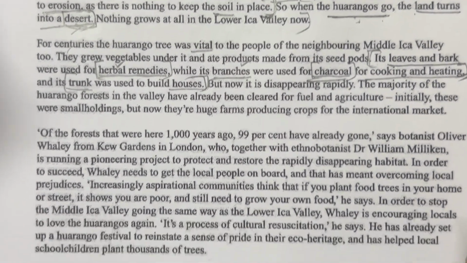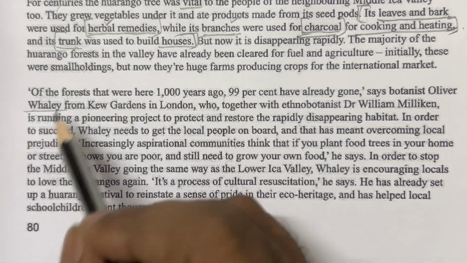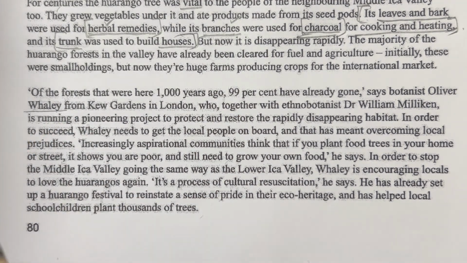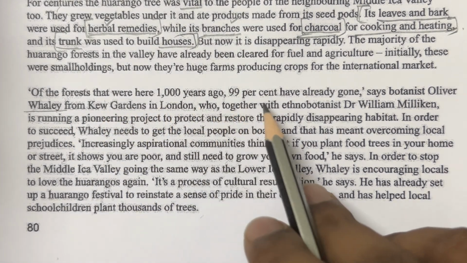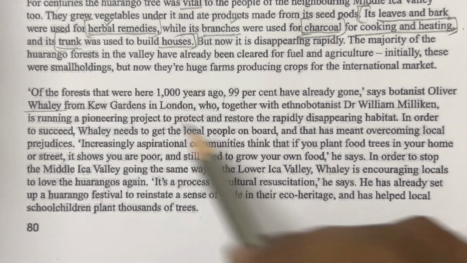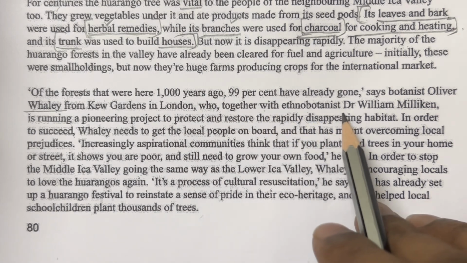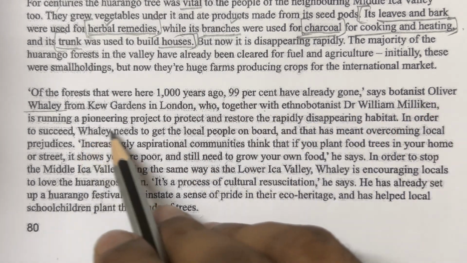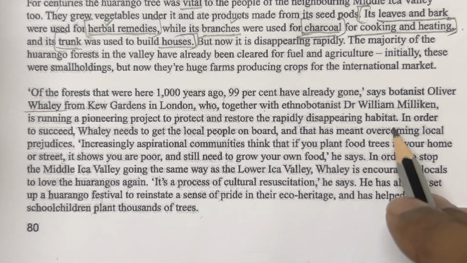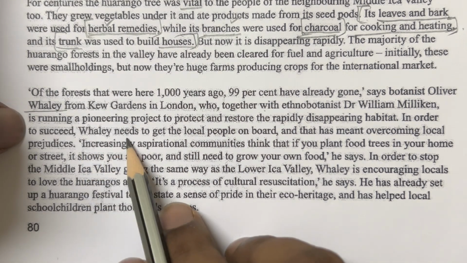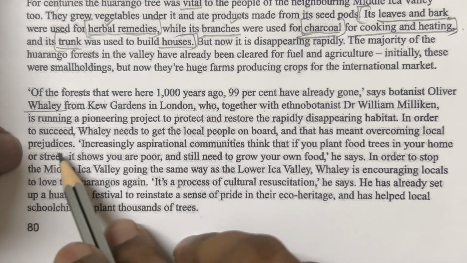We will read the fourth passage now. So here is this guy, Bailey. Can you see this? So we have to read this one now. Of the forest that were here 1,000 years ago, 99% have already gone, says botanist Oliver Bailey from Kew Gardens in London, who together with anthropobotanist Dr. William Milliken is running a pioneering project to protect and restore the rapidly disappearing habitat. In order to succeed, Bailey needs to get the local people on board, and that meant overcoming local prejudices.